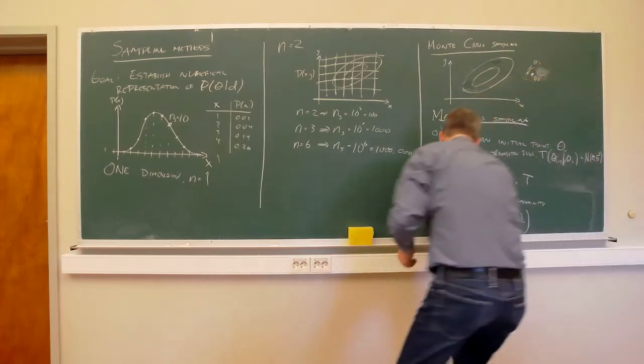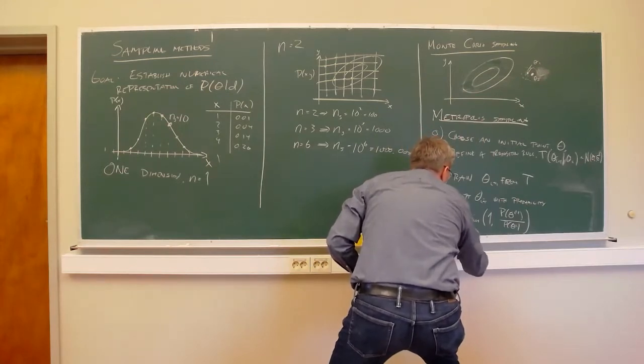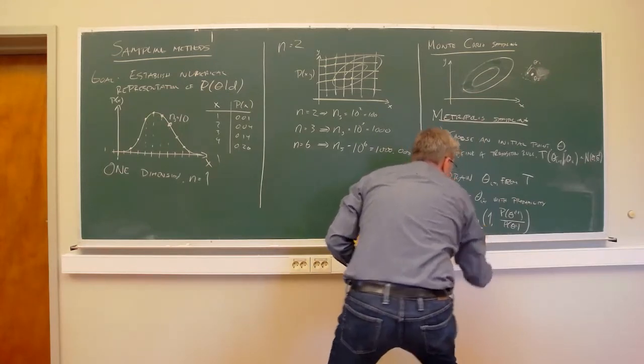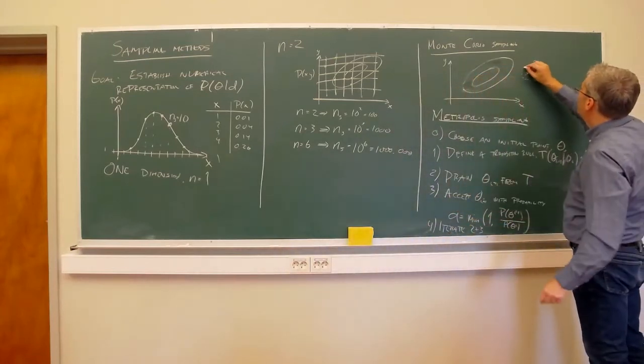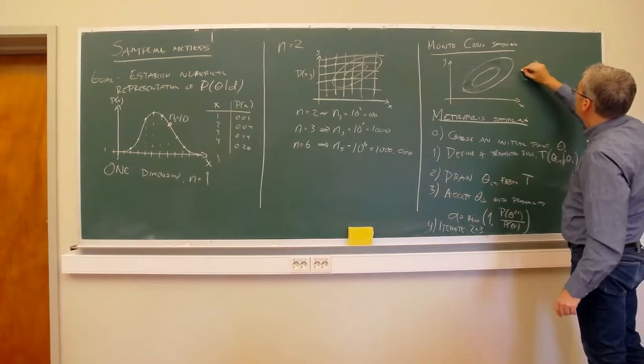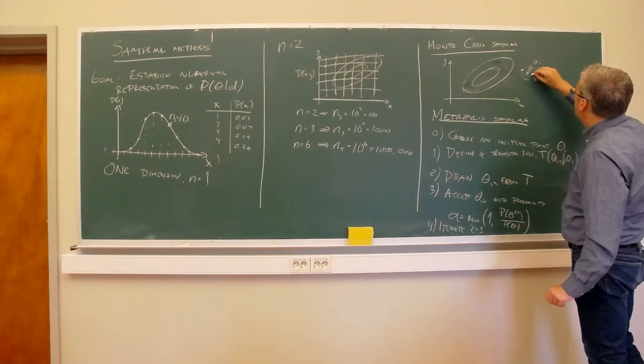And then four, iterate two plus three. So then I'm doing the same thing. I'm going to two. I'm drawing a new proposal from this. I perhaps end up here. This is again closer to this one point. And so I am going to accept this point here as well.